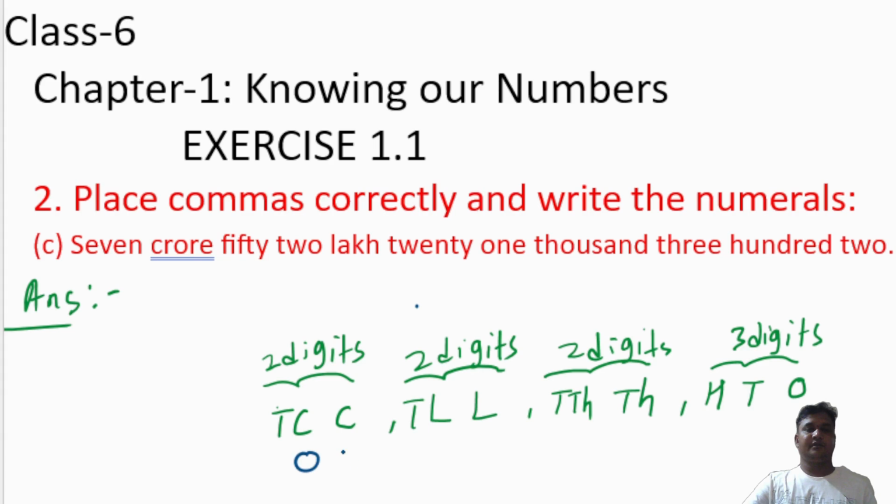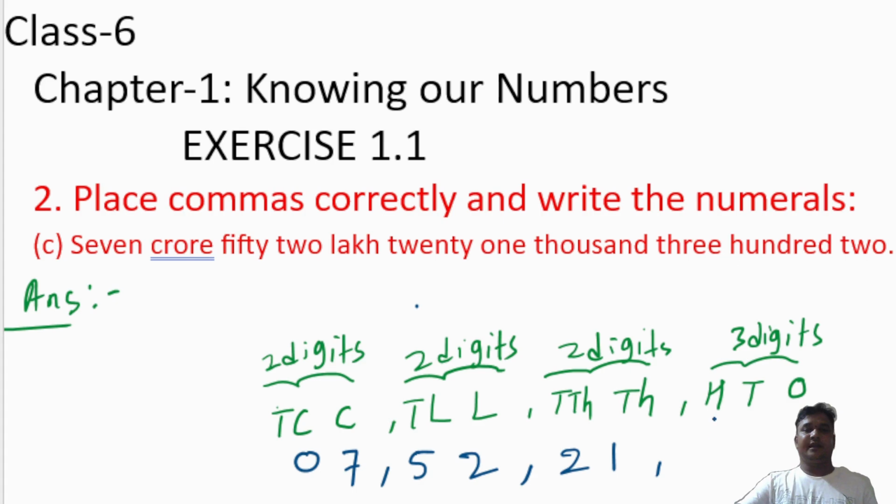7 crore we write as 0, 7. And then comma. 52 lakh is 2 digits, so directly we can write it as 52 lakh. Then comma. 21,000: 21 is 2 digits, so directly we can write it as 21, and then comma for the 1000 place.